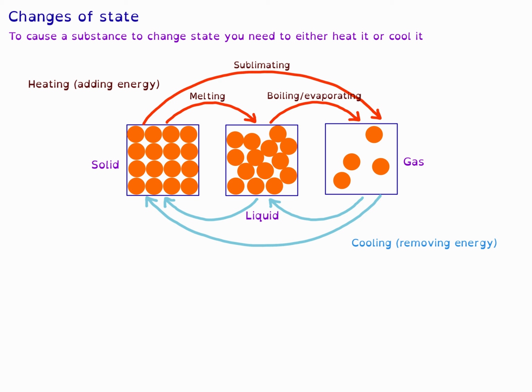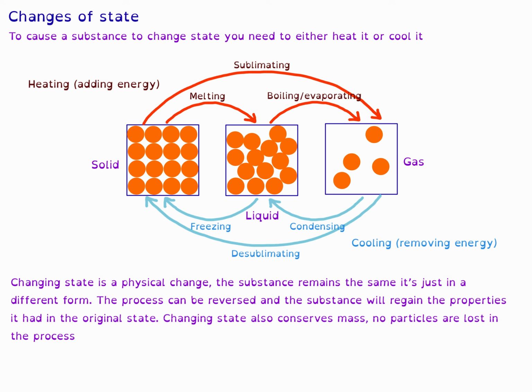In the cooling, this is removing energy from your substance. To go from a gas to a liquid, this is condensing. Freezing is when you go from a liquid back into a solid, and desublimating is when you go from a gas straight to a solid without going through the liquid phase.